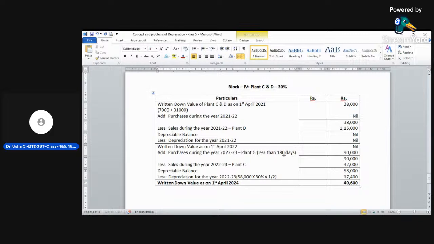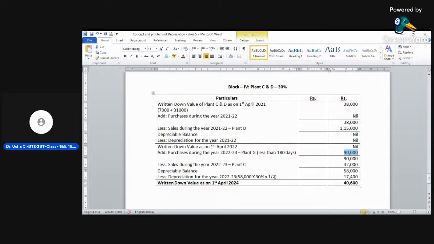Plant G was purchased for rupees 90,000. Correct. When it is purchased for rupees 90,000 and put to use for less than 180 days, we have to calculate half of the depreciation and charge it. See, it was purchased at 90, but since plant C was sold, the balance left is only 58,000.